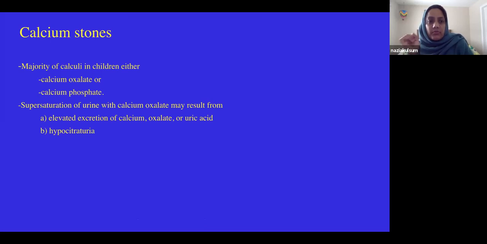Starting with the calcium stones, again, most common kind of kidney stones, almost 90% of the times it's a calcium stone. And the reason could be because either there's increased amounts of calcium, oxalate, or uric acid, or there's low amounts of citrate. Calcium oxalate stones actually precipitate in acidic urine. So if you have low citrate, then citrate is one that causes alkalization of urine. So if your citrate levels are low, that may cause urine to be acidic, which can also be a factor for calcium oxalate stones to form.